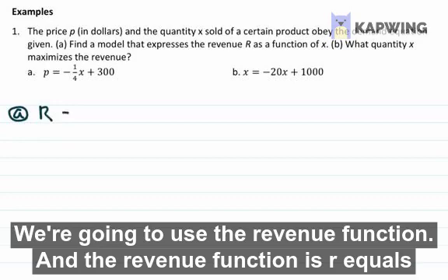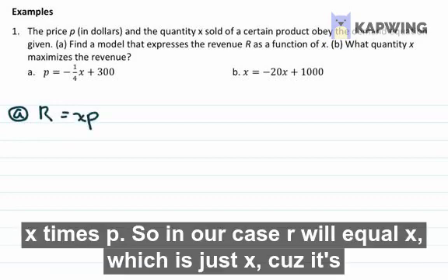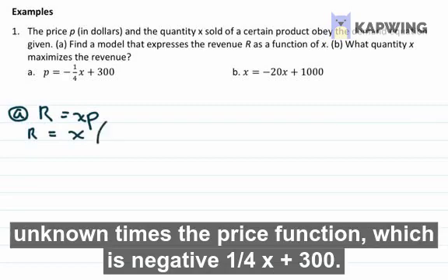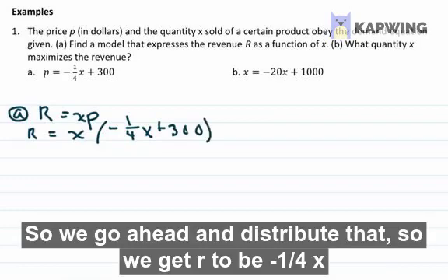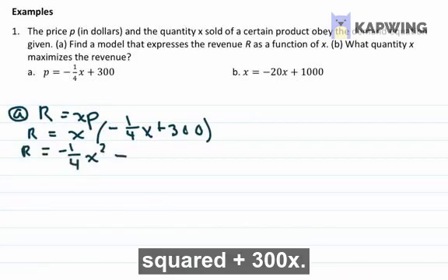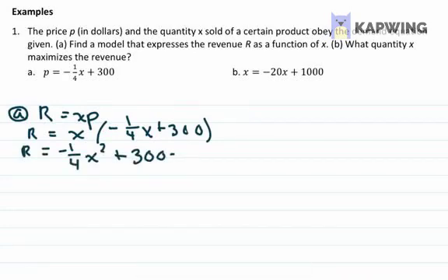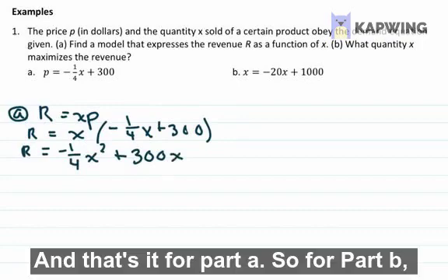And the revenue function is R equals X times P. So in our case, R will equal X, which is just X because it's unknown, times the price function, which is negative 1/4 X plus 300. Oops, 300. Let me put this 0 in. So we go ahead and distribute that. So we get R to be negative 1/4 X squared plus 300X. And that's it for part A.